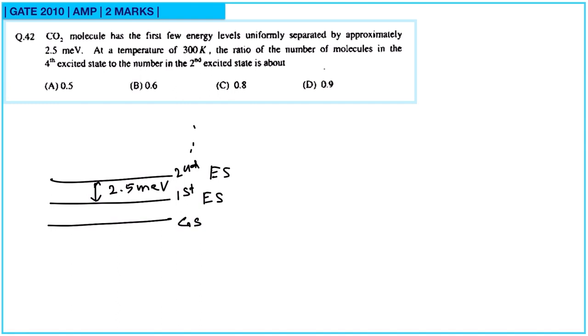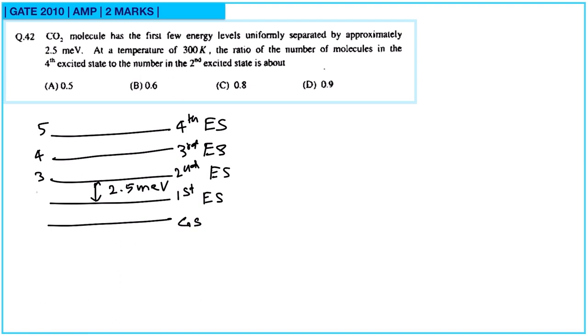Now at a room temperature of 300 Kelvin, the ratio of the number of molecules in the fourth excited state to the number in the second excited state is above. So this is second excited state, then we have third excited state, and then fourth excited state. So fourth excited state is actually fifth state. So that means we have to calculate N5 upon N3. Fourth excited state to second excited state.